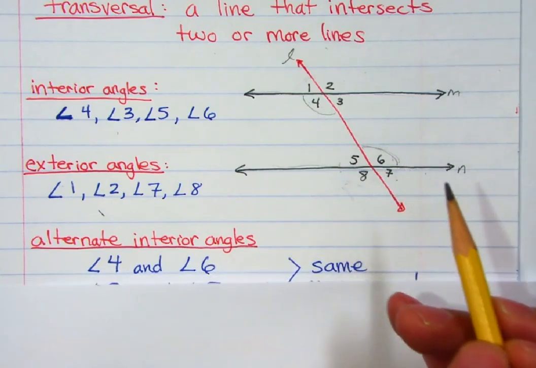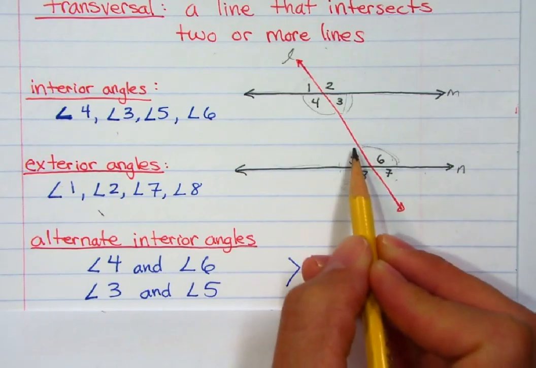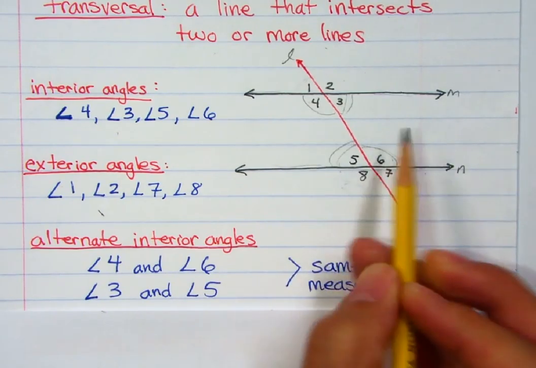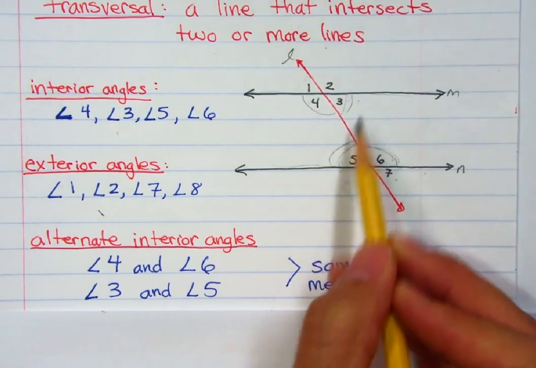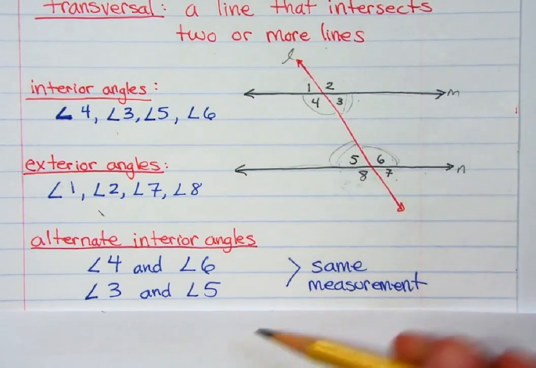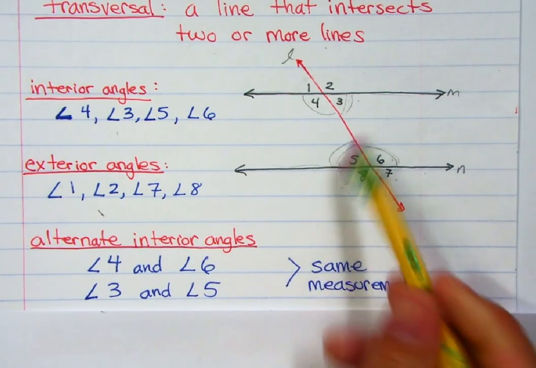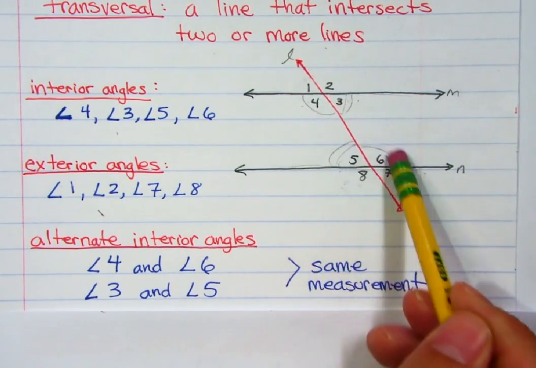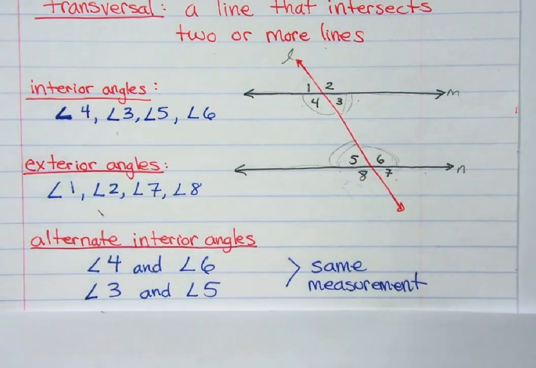There's another pair of alternate interior angles, and that's 3, I'll put double lines for those, and 5. These two, 3 and 5, one's on the left, one's on the right, and they're both inside the parallel lines. They are called alternate interior angles, and they have the same measurements. So angle 4 and angle 6 have the same exact measurement. Angle 3 and 5 have the same measurement.